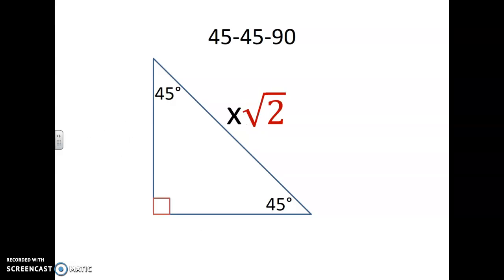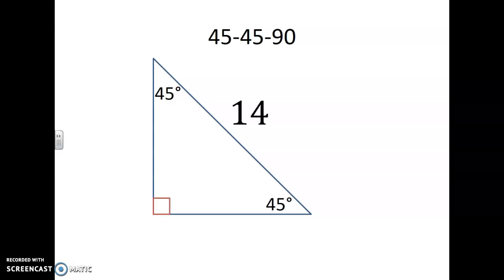Now what if they give you the hypotenuse and not the leg? If they give you the hypotenuse, then you're going to have to divide by radical 2. So it becomes x and x. So for example, if you had 6 rad 2 as your hypotenuse, you would divide by radical 2 to get to the leg, and that would just be a 6 and a 6. Divide by radical 2 again, and you have 2.